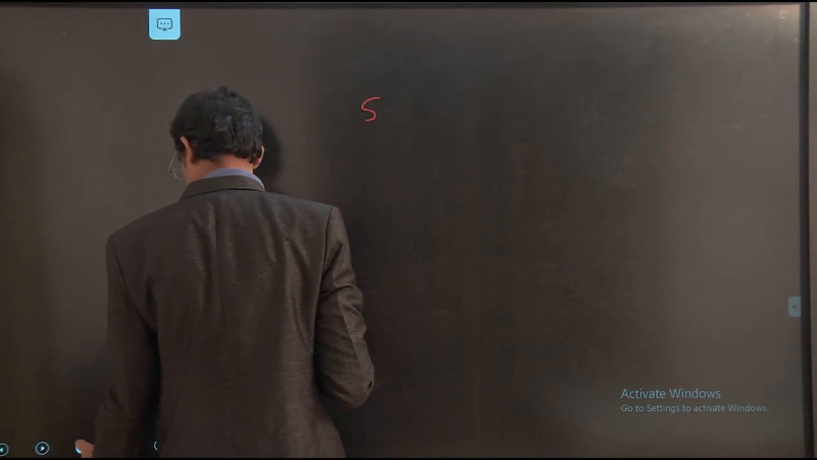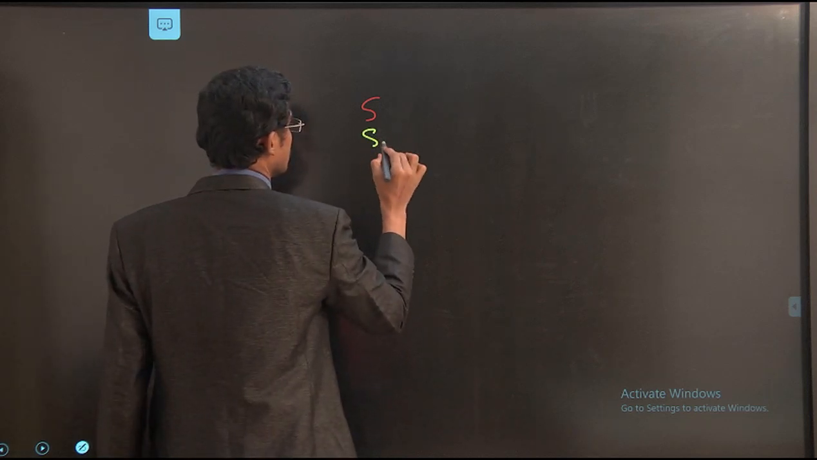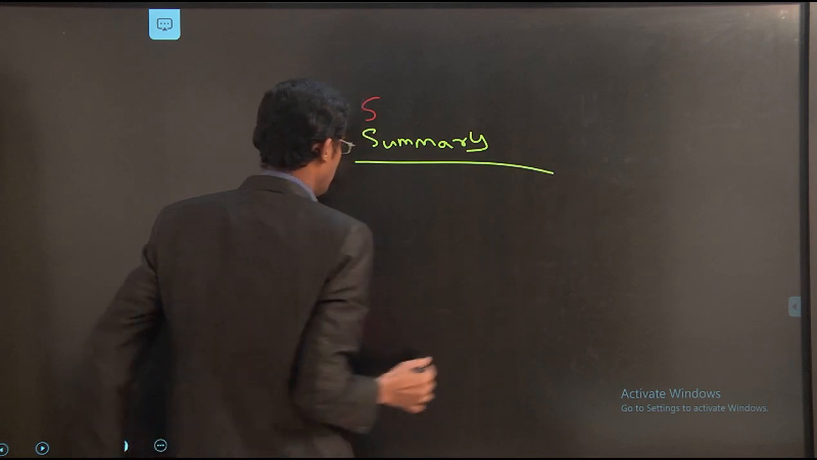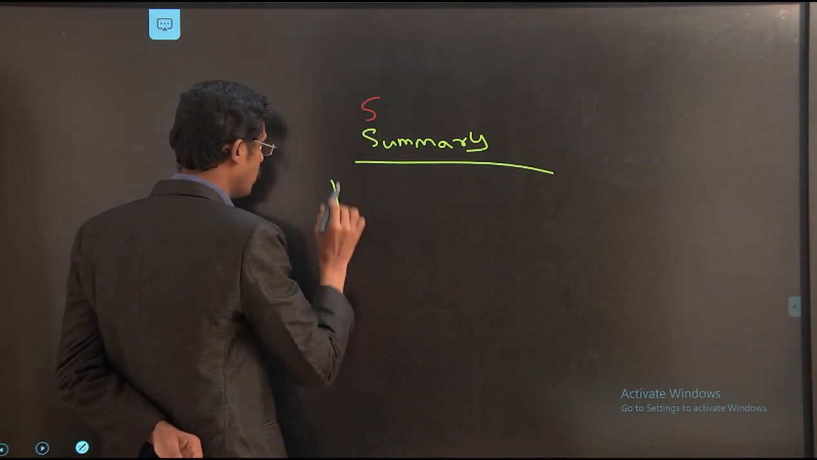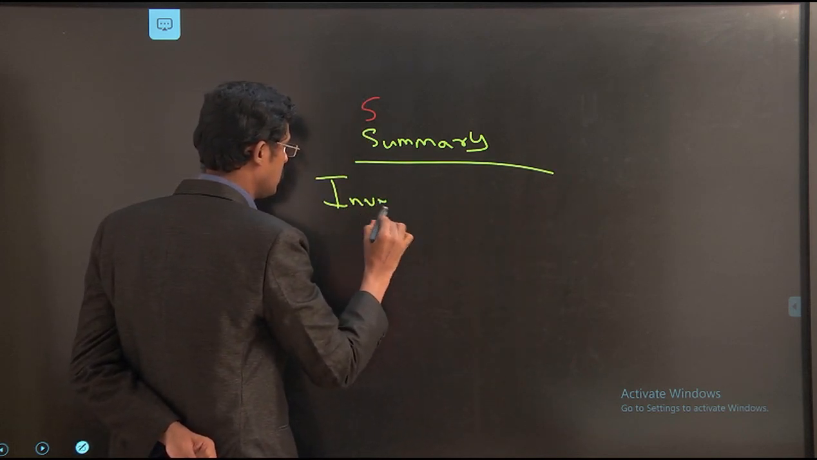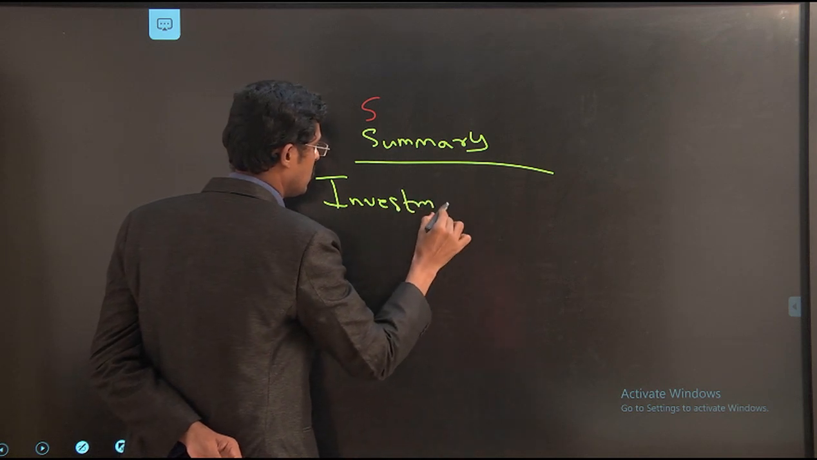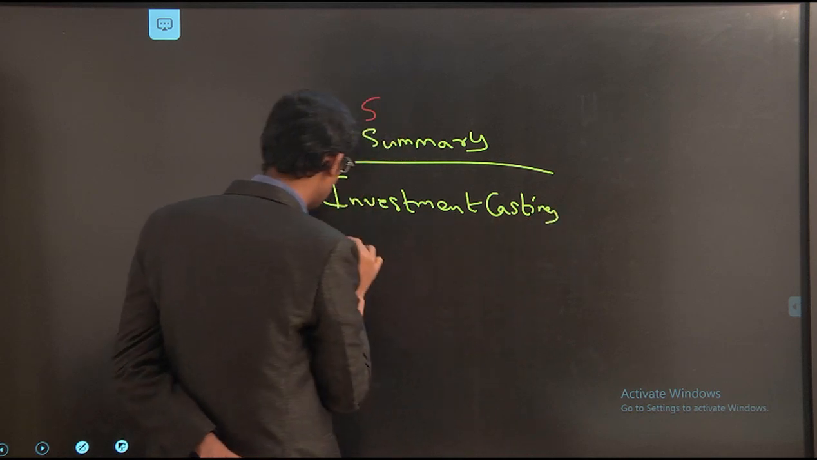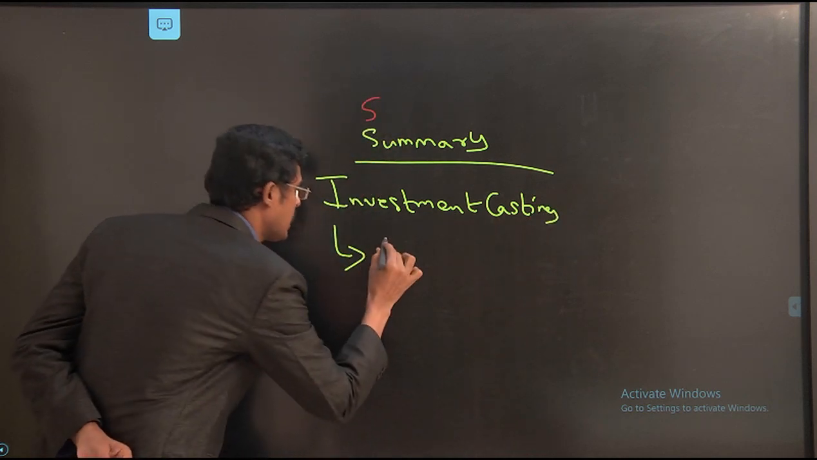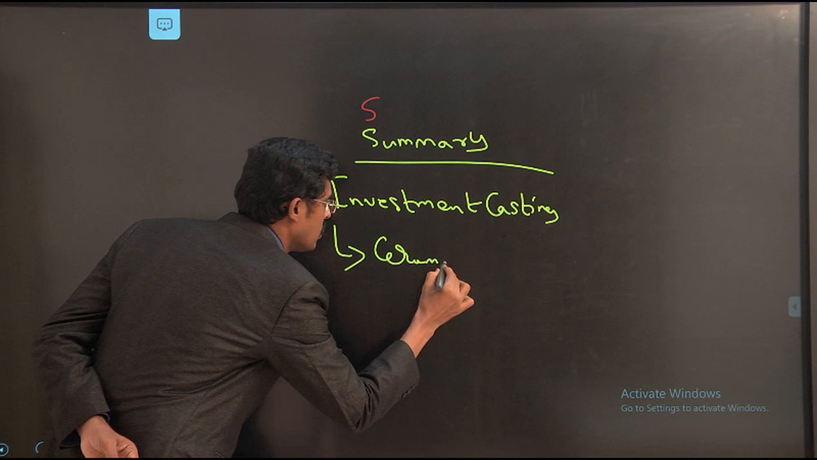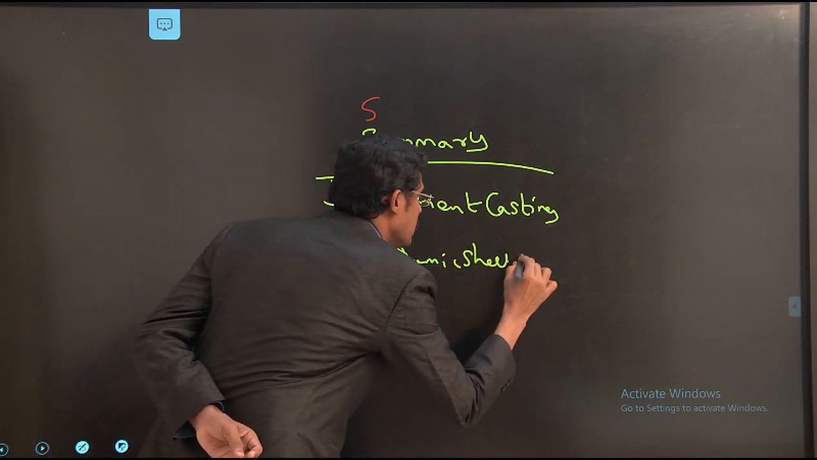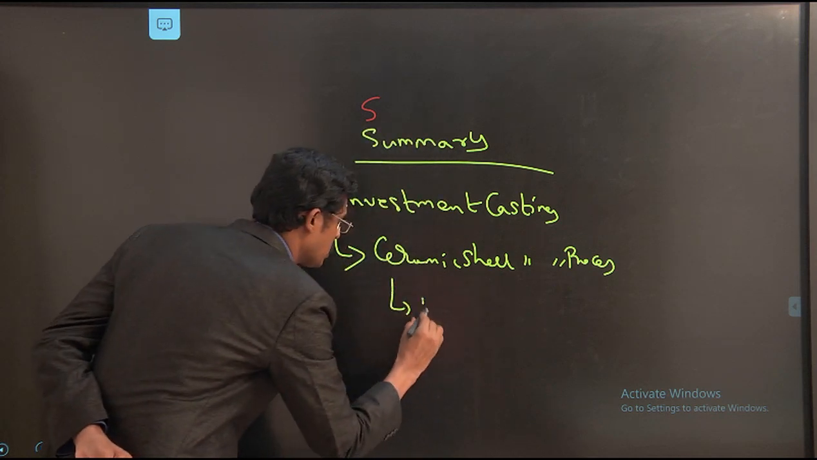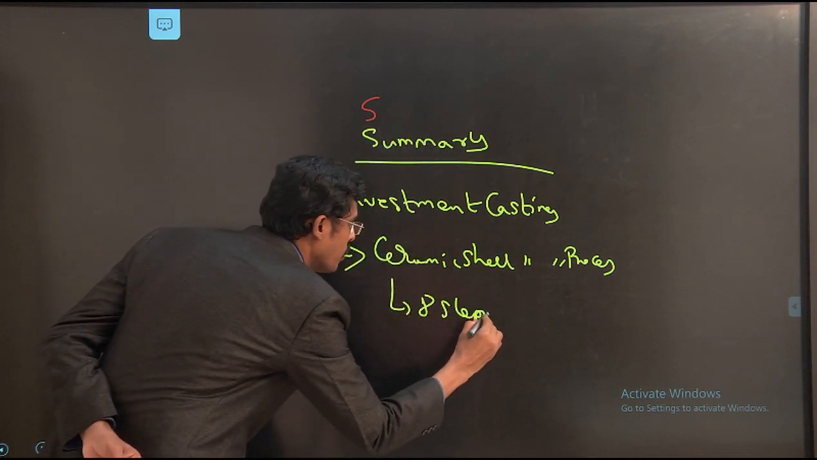So the summary. In this process today we have seen about investment casting. In this investment casting we have seen about the ceramic shell investment casting process, and in this we have seen about some 8 steps very importantly.